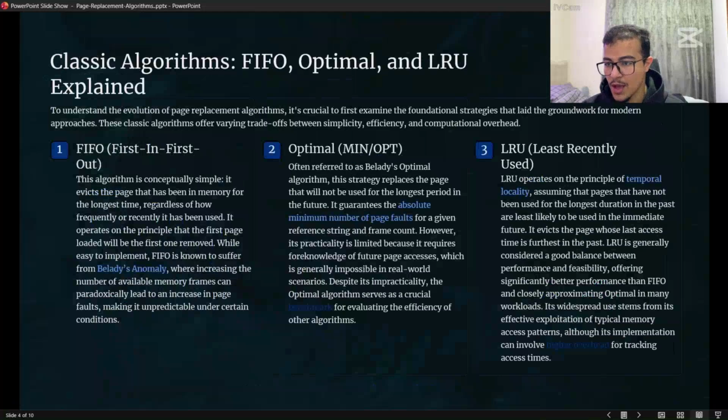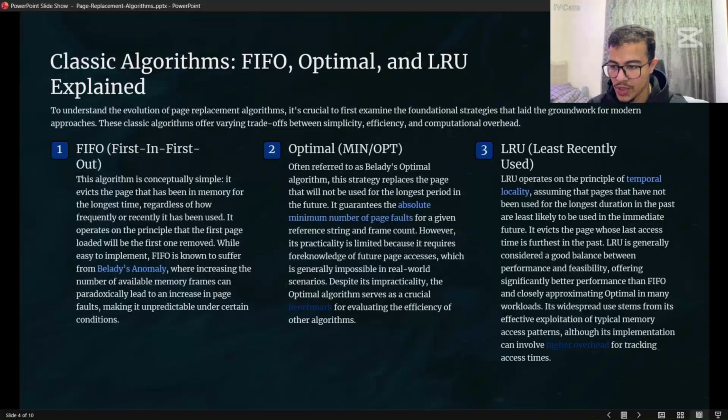Classical algorithms: FIFO, optimal, and LRU explained. To understand the evolution of page replacement algorithms, it is crucial to first examine the foundational strategies that laid the groundwork for modern approaches. These classic algorithms offer varying trade-offs between simplicity, efficiency, and computational overhead.